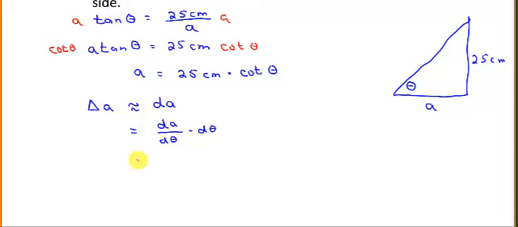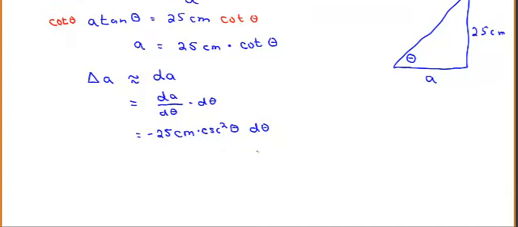The derivative of A is going to be 25 centimeters times the derivative of cotangent of theta with respect to theta. The derivative of cotangent is negative cosecant squared. So this would be negative 25 centimeters times cosecant squared of theta, and then times d theta. Okay, now let's fill in the blanks.